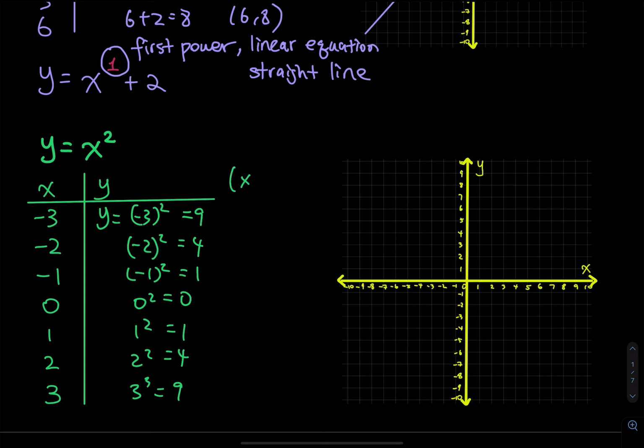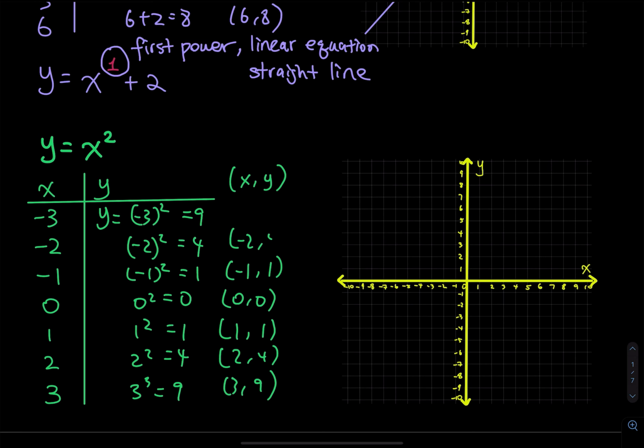And then here are my ordered pairs, x comma y. We have 0, 0. This is 1, 1. And then this is 2, 4. This is 3, 9. And then on the other hand, we have -1, 1. And then we have -2, 4. And then we have -3, 9.